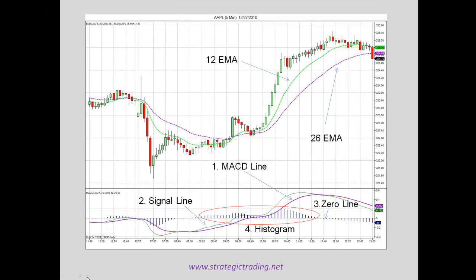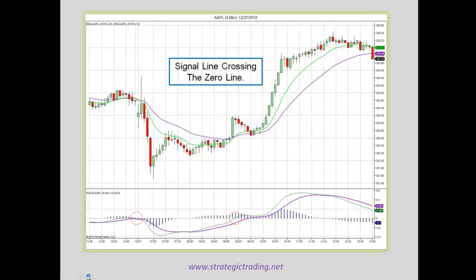Now let's take a look together at how we actually begin to use the MACD. The first key signal that we're going to look at from the MACD is the signal line crossing the zero line. You will note on the chart that we have two places where the signal line actually crossed the zero line on our MACD, and we've highlighted them with the red circles.